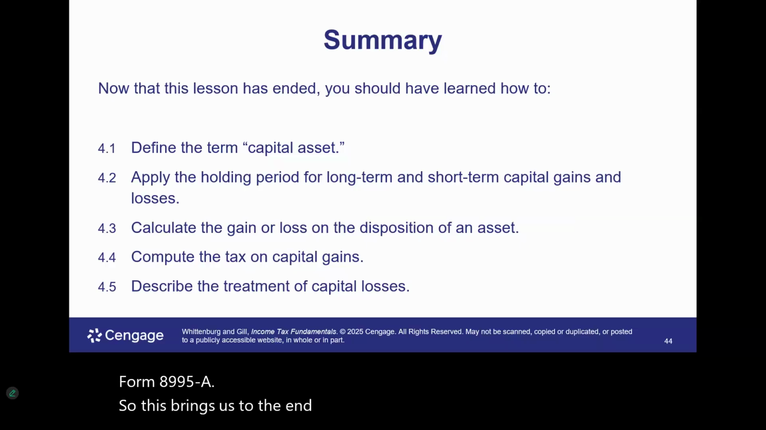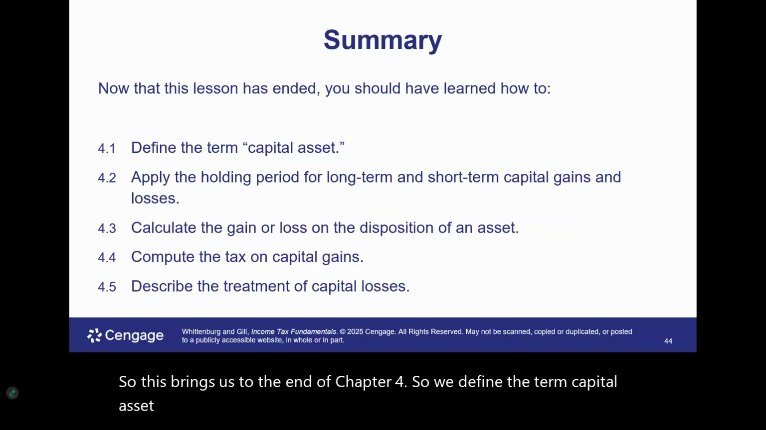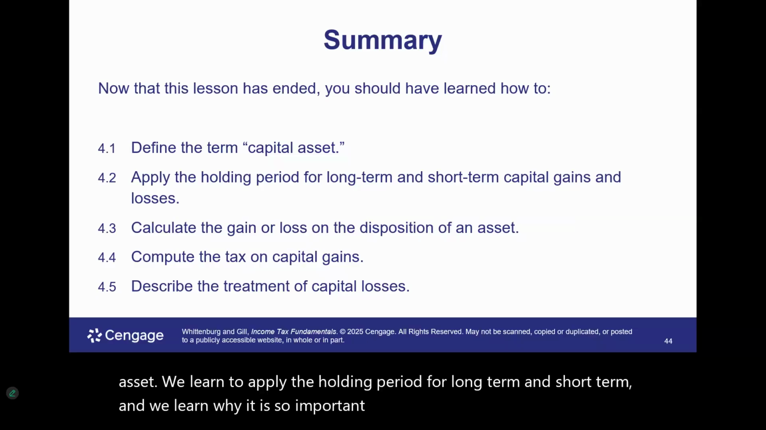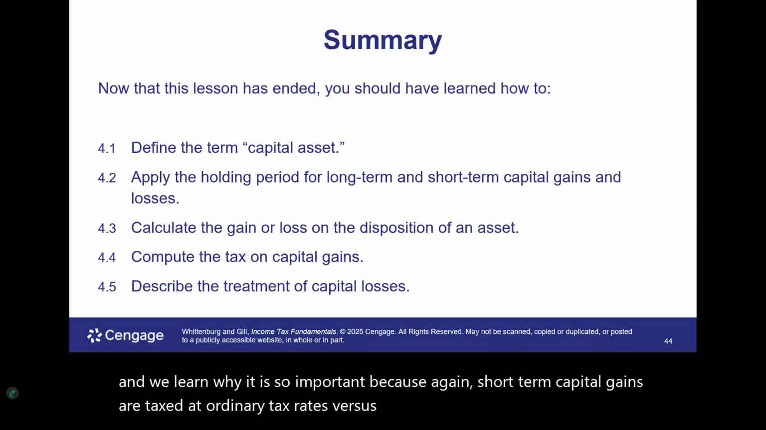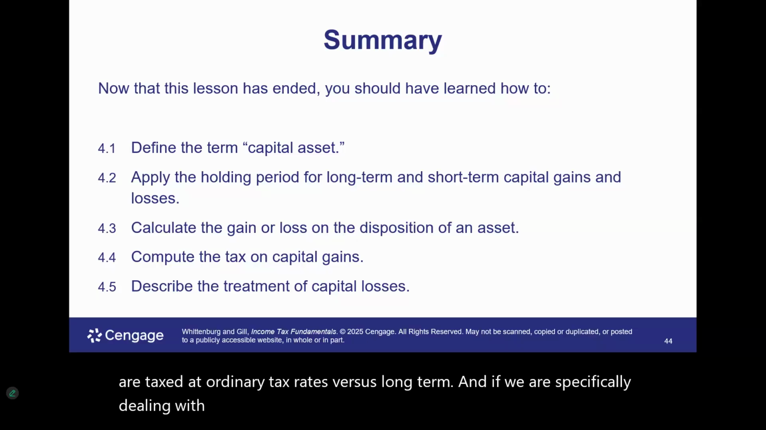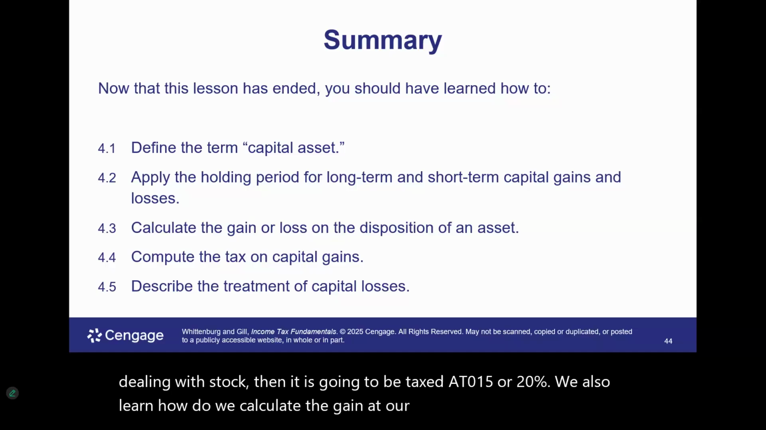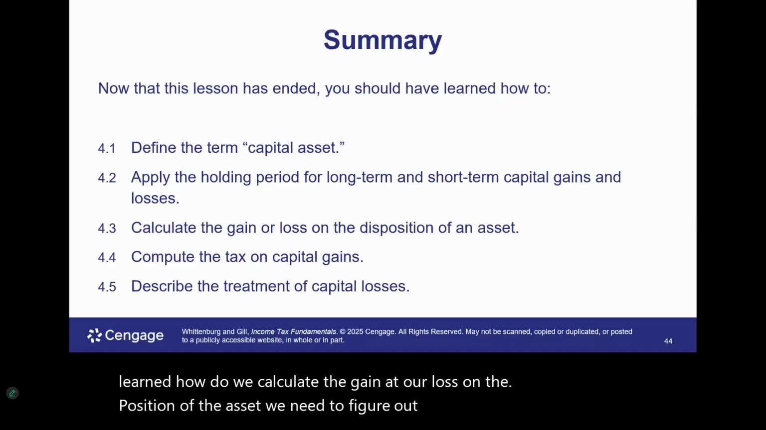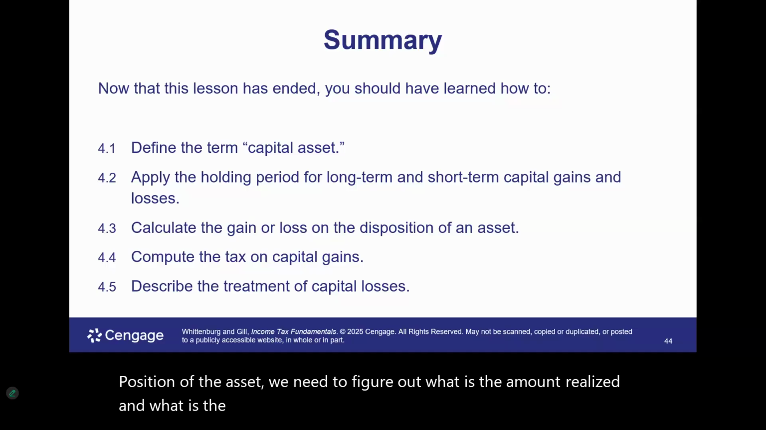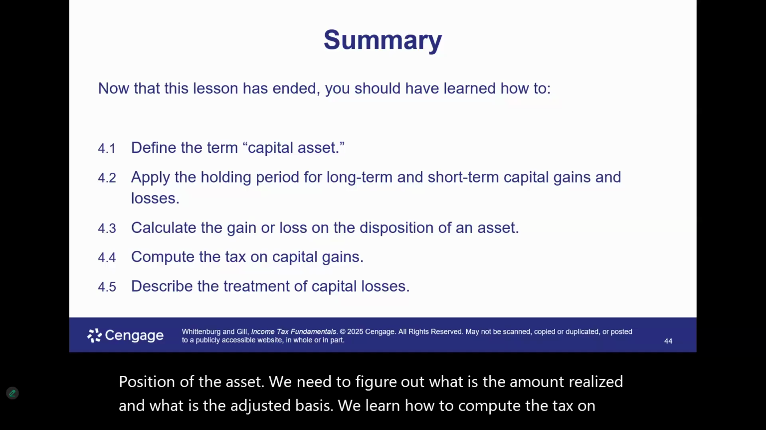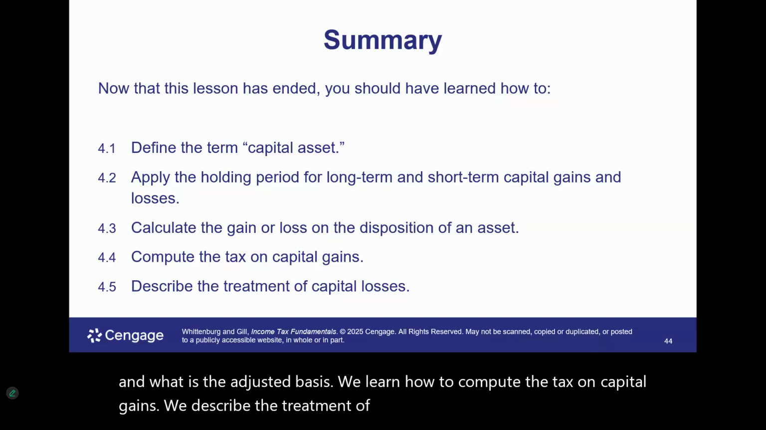So we defined the term capital asset. We learned to apply the holding period for long-term and short-term, and we learned why it is so important, because again, short-term capital gains are taxed at ordinary tax rates versus long-term. And if we are specifically dealing with stock, then it is going to be taxed at 0, 15, or 20%. We also learned how to calculate the gain or the loss on the disposition of the asset. We need to figure out what is the amount realized and what is the adjusted basis. We learned how to compute the tax on capital gains. We described the treatment of capital losses. Capital losses are capped at $3,000 a year.